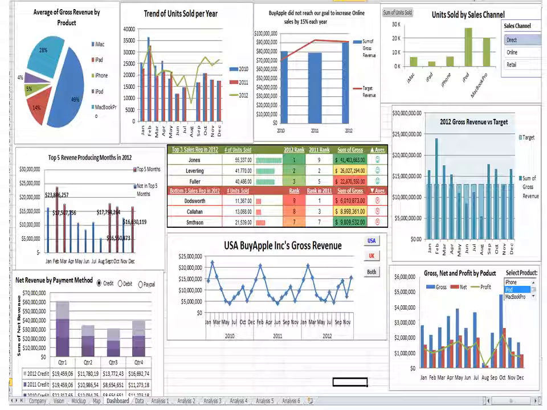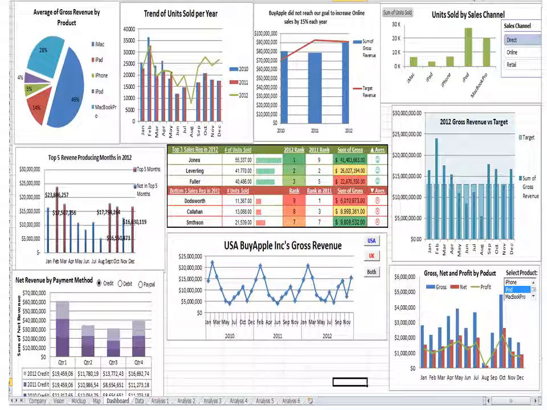Also, here in the middle is the USA BuyApple Inc.'s gross revenue chart. This is a macro, and the buttons to the right of the chart show that data for the USA, the UK, and then both countries. Right now it's selected on the USA. We also have the net revenue by payment method chart here in the bottom left-hand corner, with different tabs for PayPal, debit, and so on. Whatever you clicked is what the chart is going to show you.